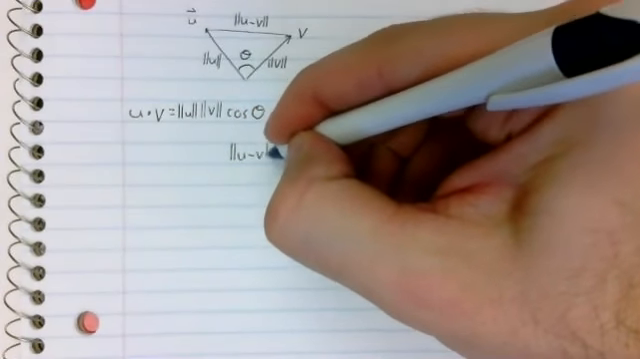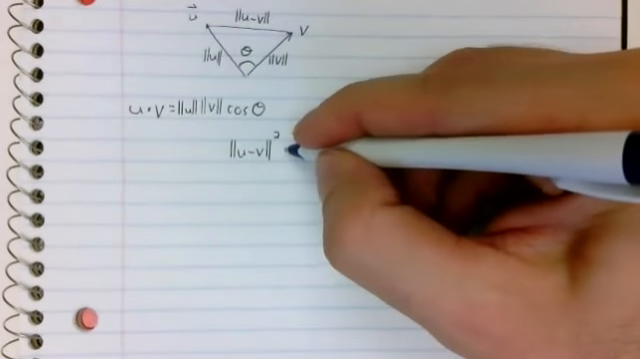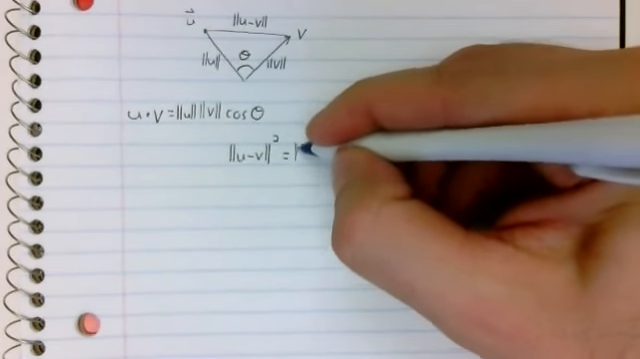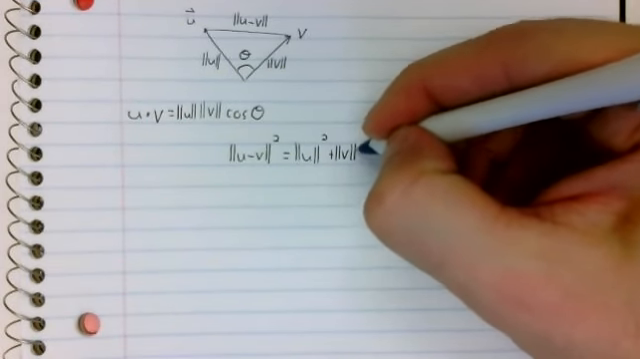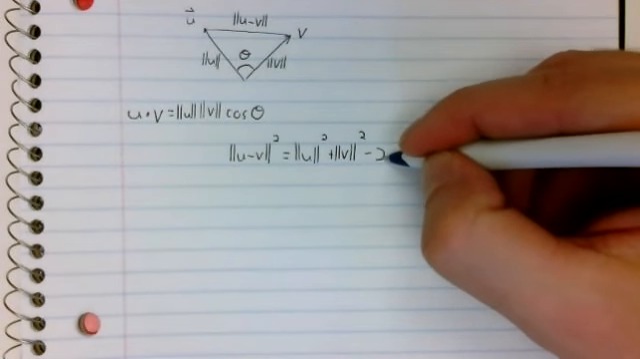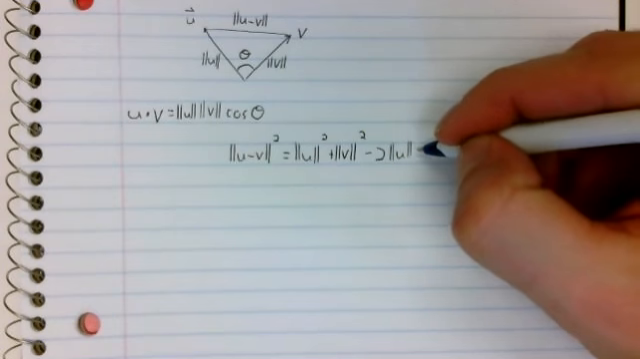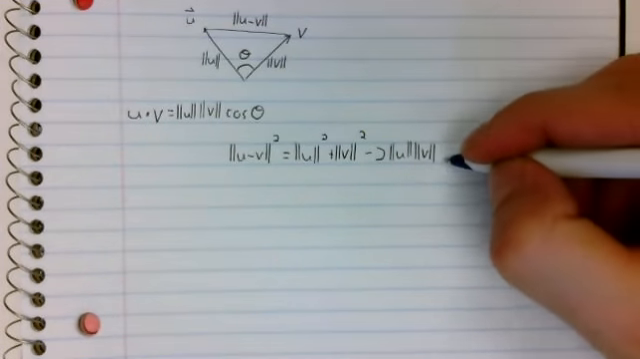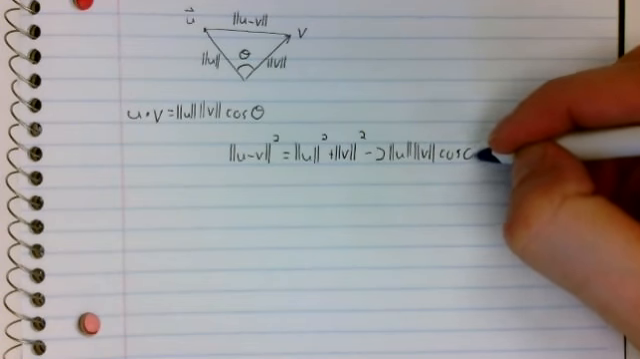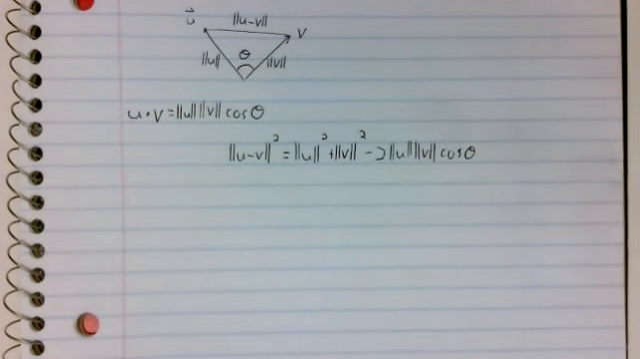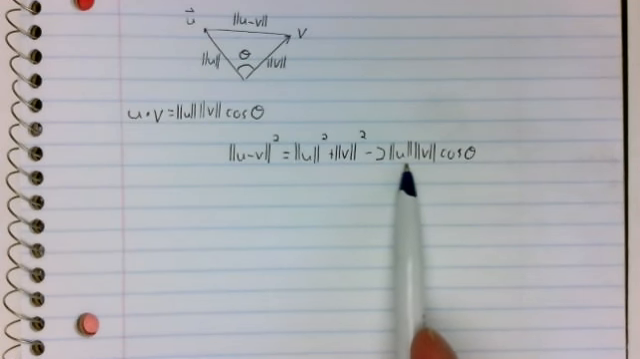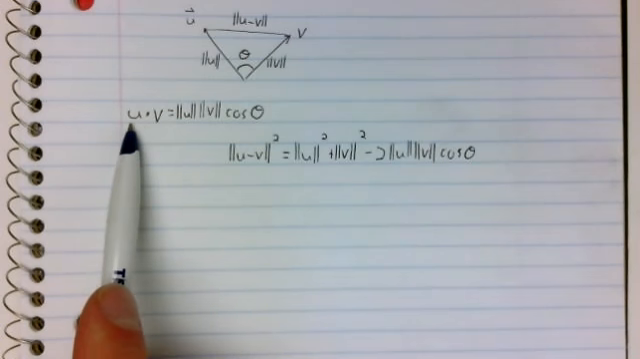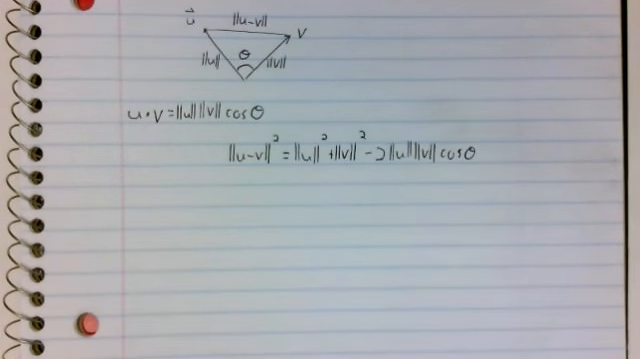that the norm of u minus v squared equals the norm of u squared plus the norm of v squared, minus 2 times the product of the norms, times the cosine of theta. So let's get this by itself, because it's supposed to equal u dot v.